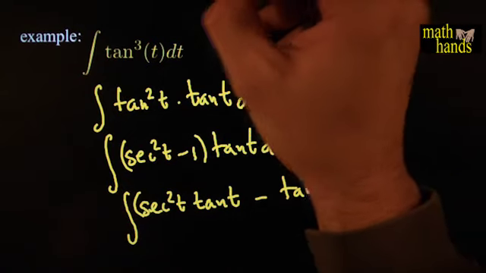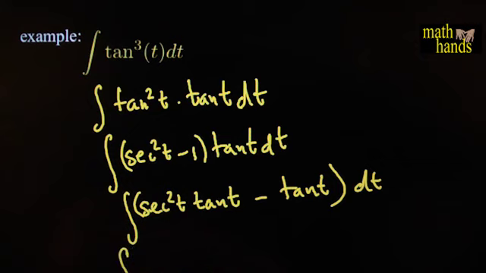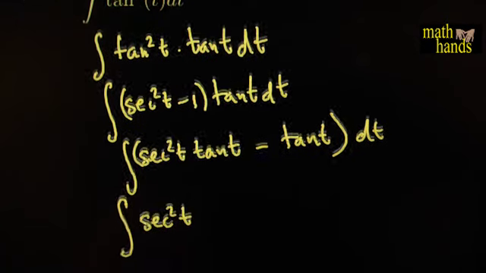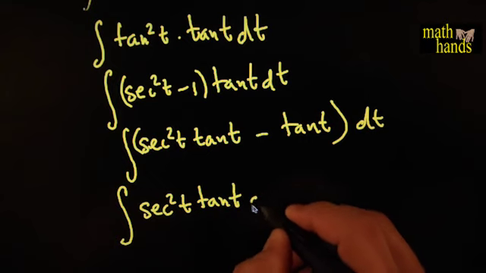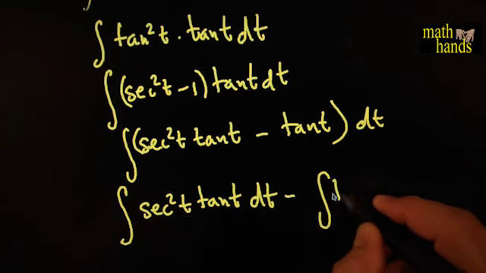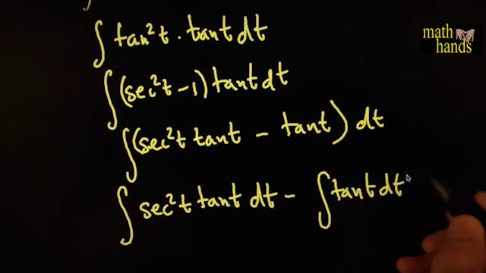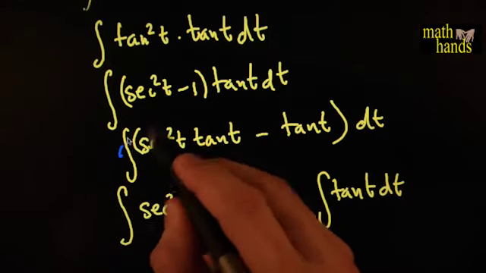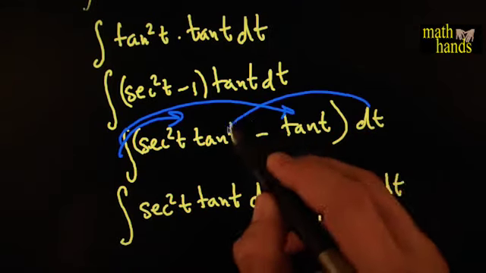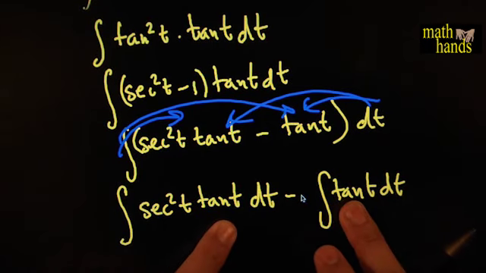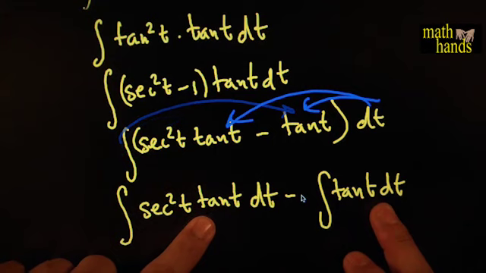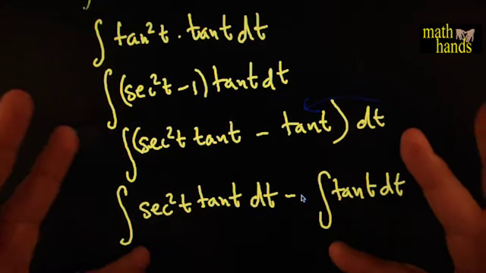But I think on this one, if you just think about it for a little bit, you realize we've actually made it better, because now we can make secant squared t. Let's see if you guys can see that. Secant squared t tangent t dt minus the integral of tangent t dt. What I did is distribute the integral and the dt, and break it up into two problems, hoping that each of those little problems is easier than the original beast I had to deal with.